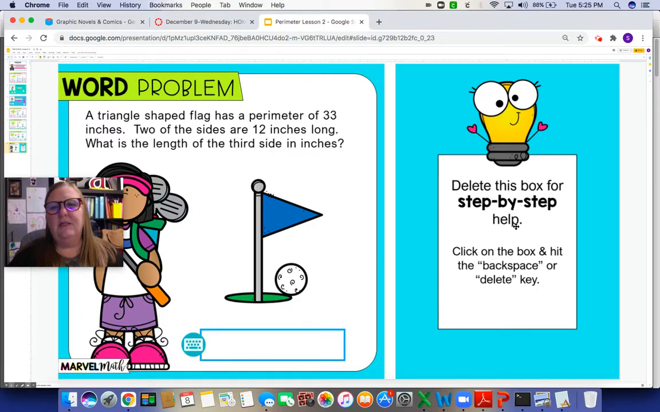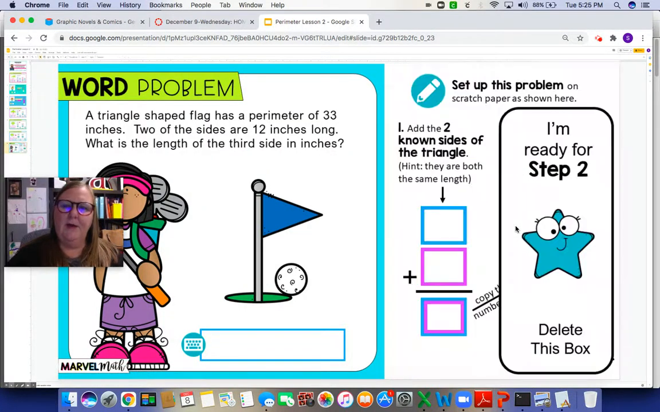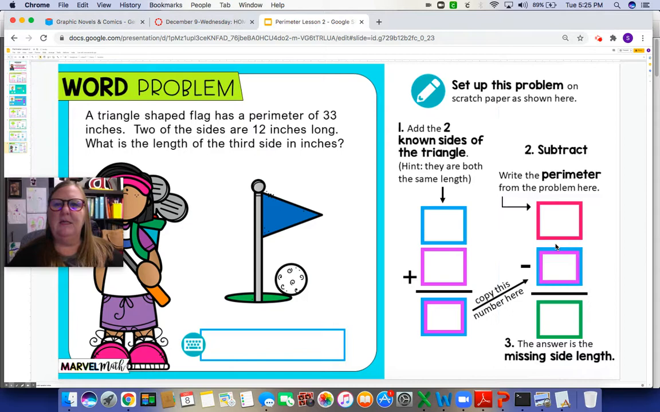So it says delete this box for step-by-step help. So you click on the box and use either delete or backspace, and it will give you the boxes that you need. And then when you're ready for step 2, you'll click on that box and delete it for the third part.